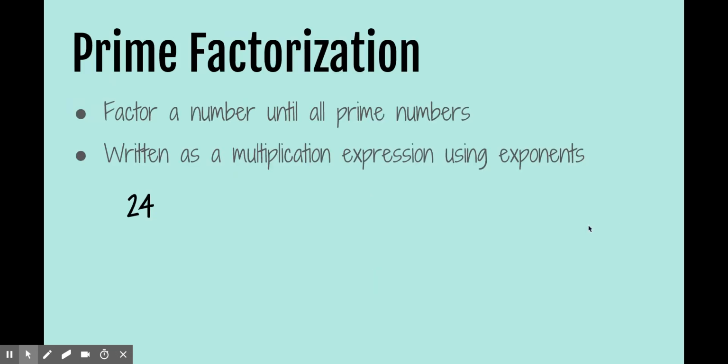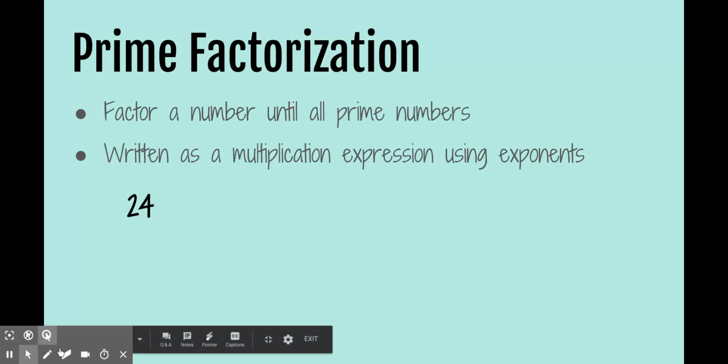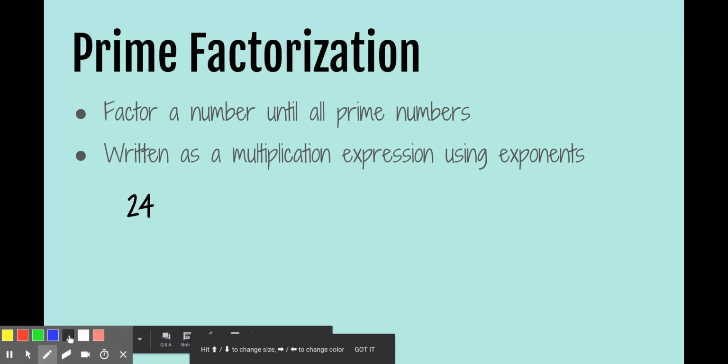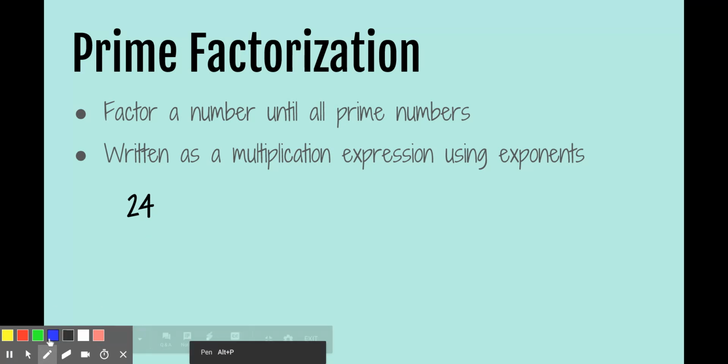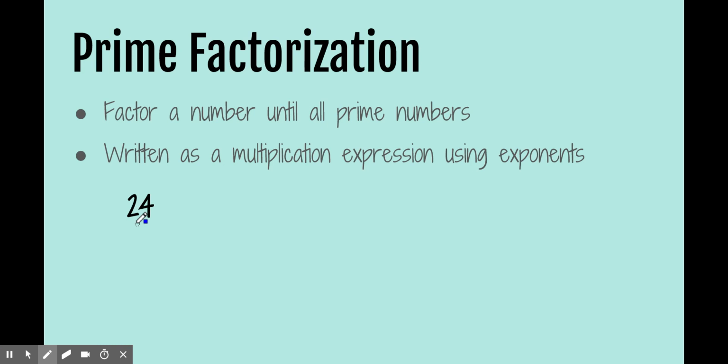So prime factorization is where you are factoring a number. So you're writing what pairs multiply to give you that number, but you're factoring it down until you only have prime numbers. So remember, prime numbers are numbers that only have the factors of 1 and itself. So like 7 is a prime number because I cannot multiply anything to get 7 except 1 times 7.